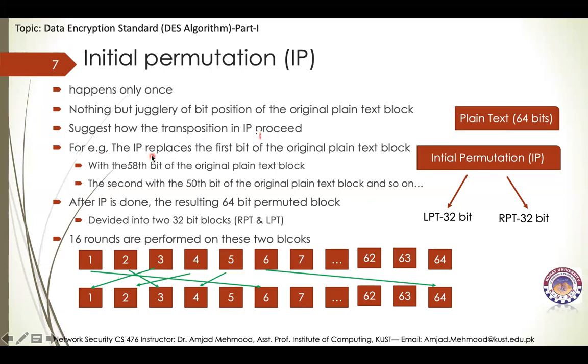This shows how the transposition in initial permutation proceeds. For example, IP replaces the first bit of the original plain text with the 58th bit of the original plain text, and the second will be replaced with the 50th bit of the original plain text block, and so on. After IP is done, the resulting 64-bit permuted block is divided into two 32-bit blocks, meaning left and right. So after that, the initial permutation process is done.